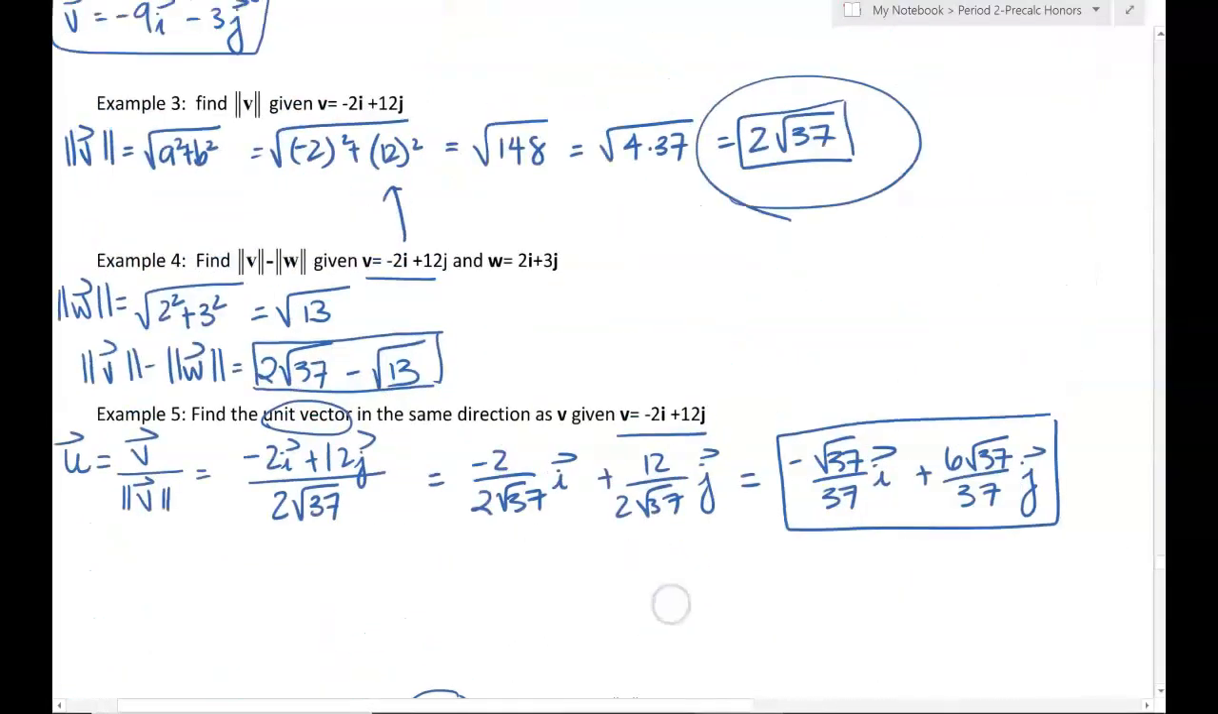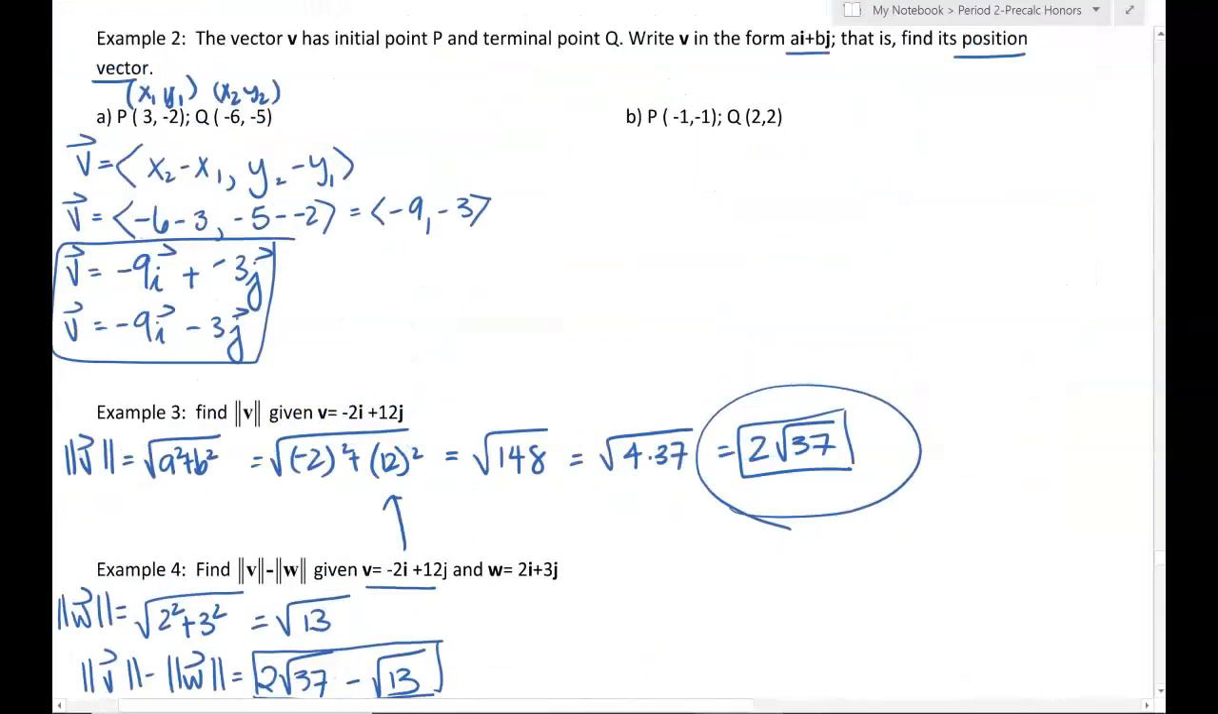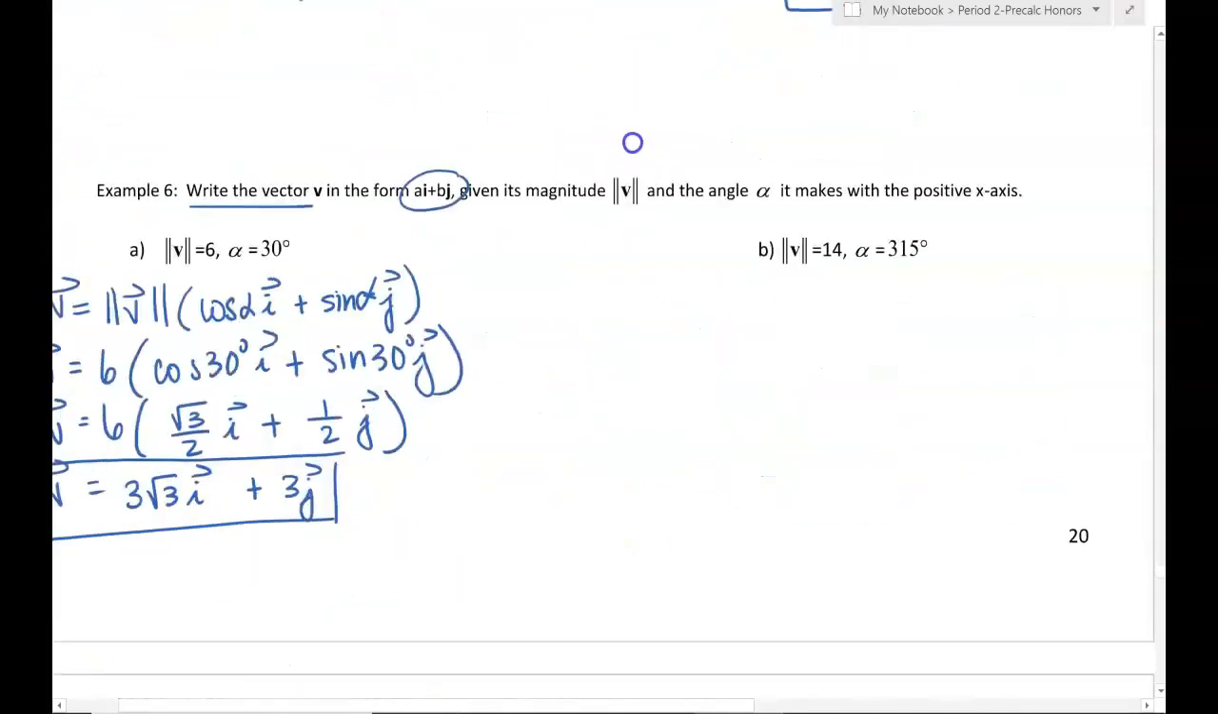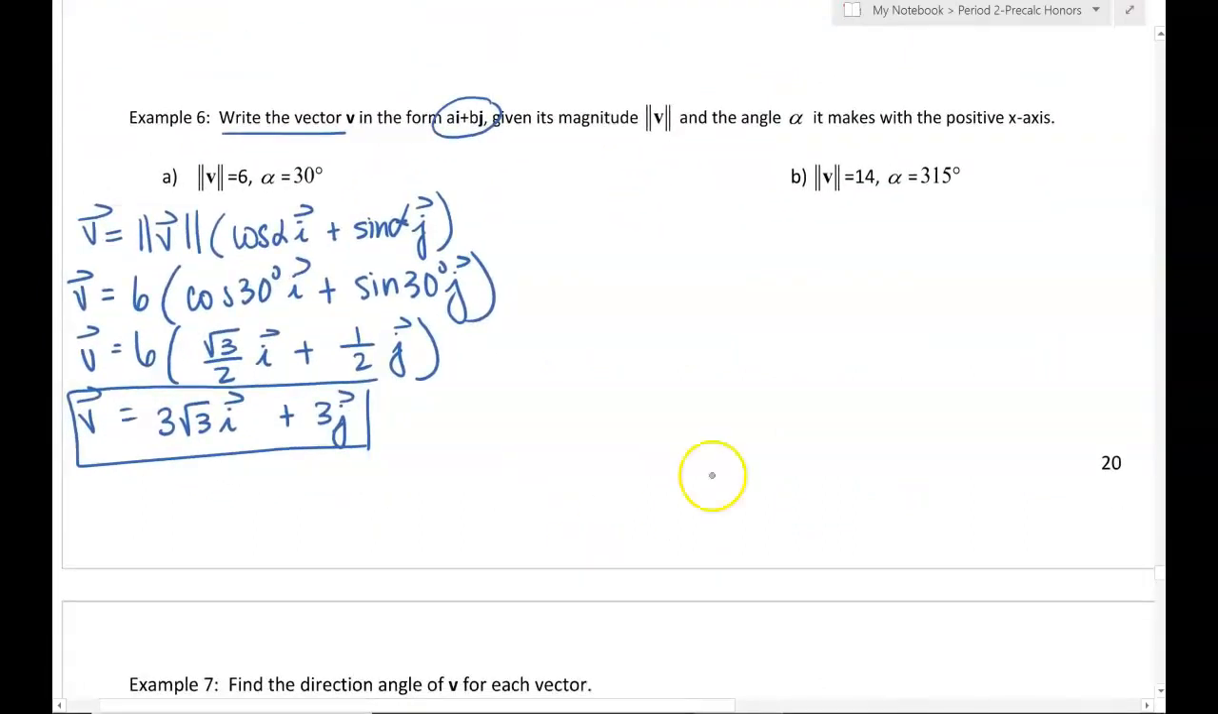Okay, so earlier I have asked you to do example 2B. Now I do want to go back and make sure we have the right answer. Did you guys get vector v was 3i plus 3j? Hopefully that's what you got. Now this example down here, example 6B, hopefully you got vector v is 7 rad 2 in the i direction minus 7 rad 2 in the j direction. Box that up.